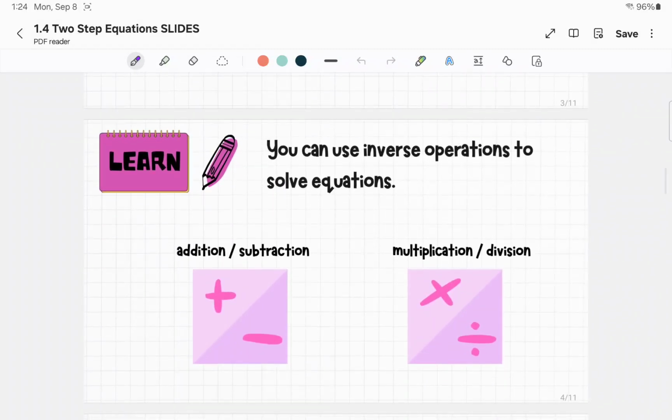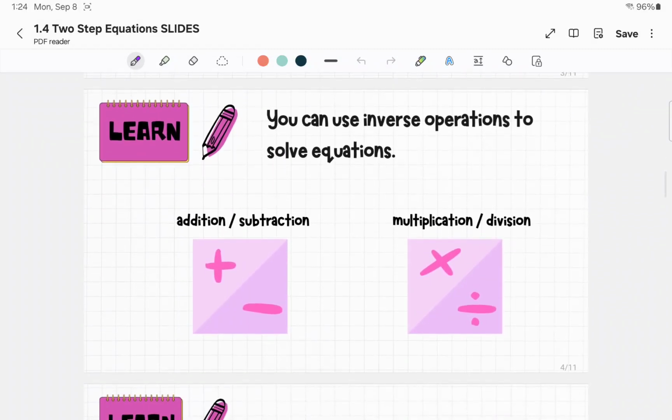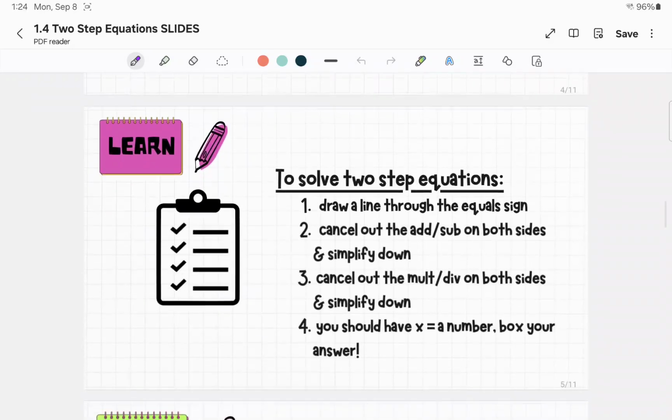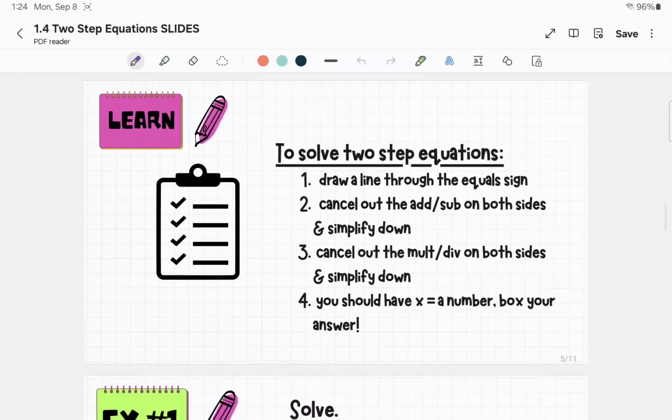And then here are the notes. You actually don't need to write down anything until the examples, so you can just listen to what I'm saying. First, know that you're using inverse operations to solve equations. Addition and subtraction are inverse, so are multiplication and division. Inverse just means opposite.